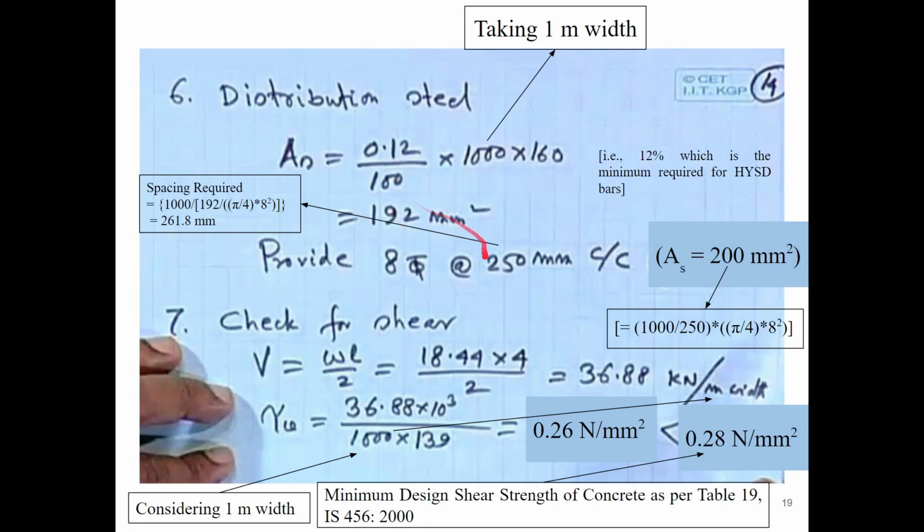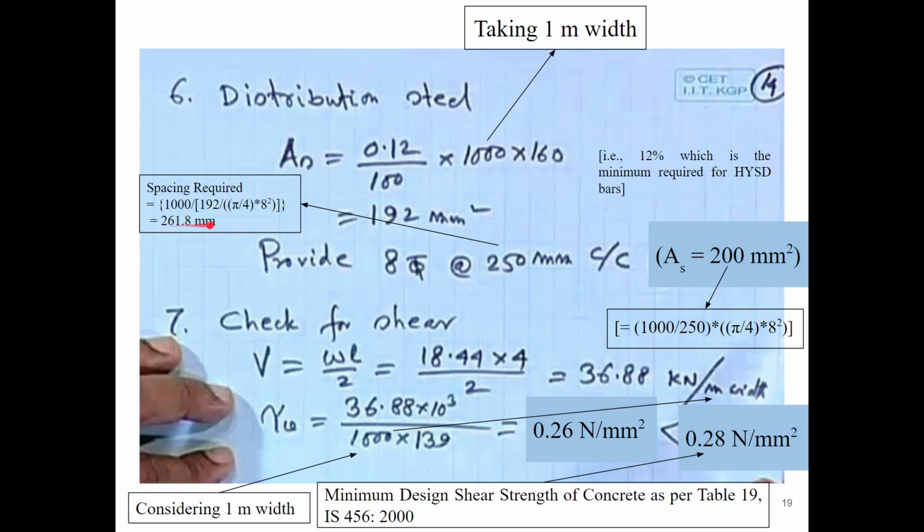Okay, so if we consider 8 dia, we get a spacing of 261.8 millimeter. So that is the required spacing. If we take lesser, it is even better. So let us take 250 millimeter. If we take 250 millimeter and provide 8 bars, we get area of steel about 200 millimeter square, which is more than 192.